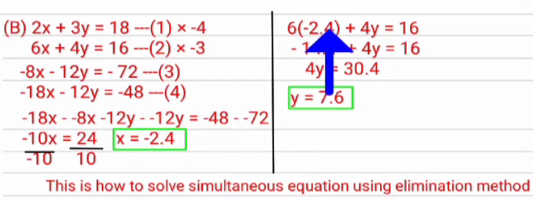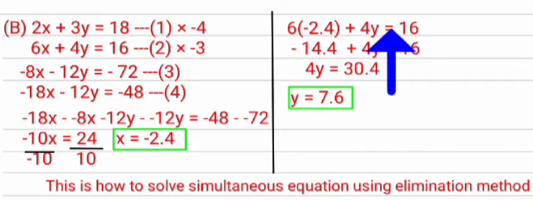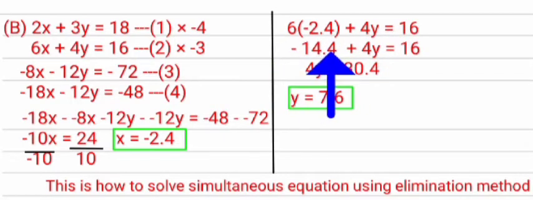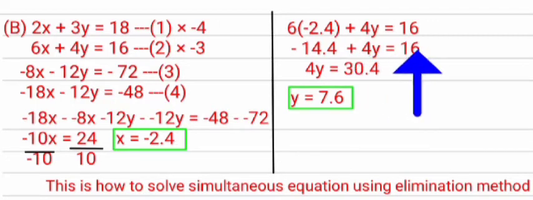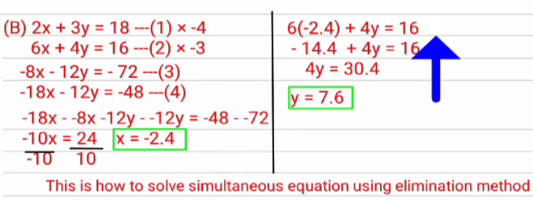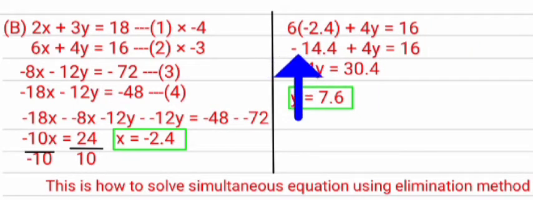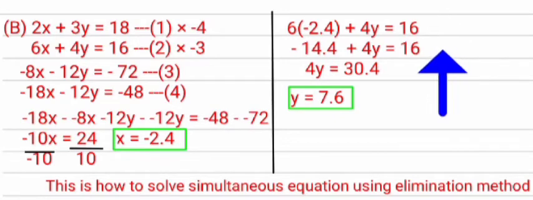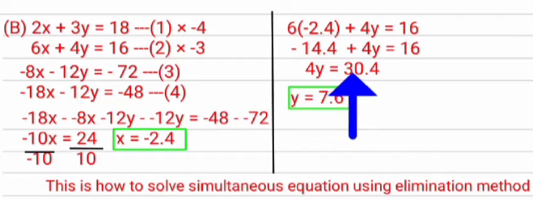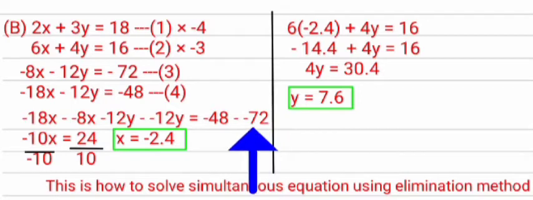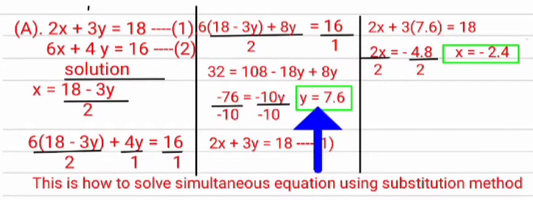We said 6 into bracket negative 2.4 close bracket plus 4y is equal to 16. So when we expanded this, we have negative 14.4 plus 4y is equal to 16, and then we collected like terms. So when you take this like this, remember, the sign will turn to positive. Whenever a sign is crossing an equals to sign, the sign changes to its opposite form. So this will give us 30.4. Divide both sides by 4, and I'm going to get 7.6, which is the same thing as what we got in the earlier example using the substitution method.